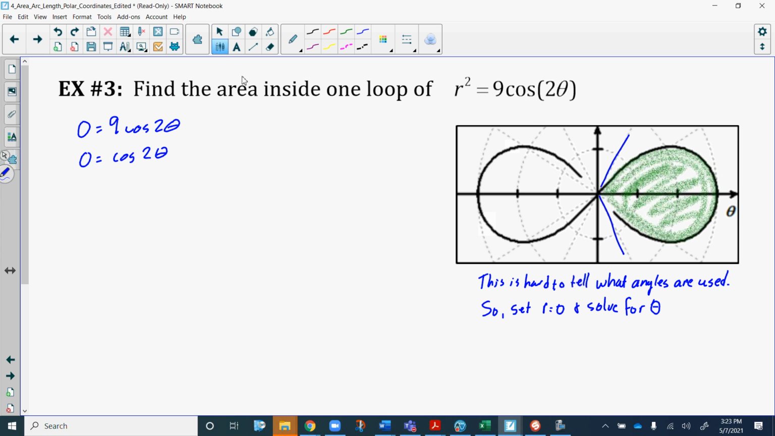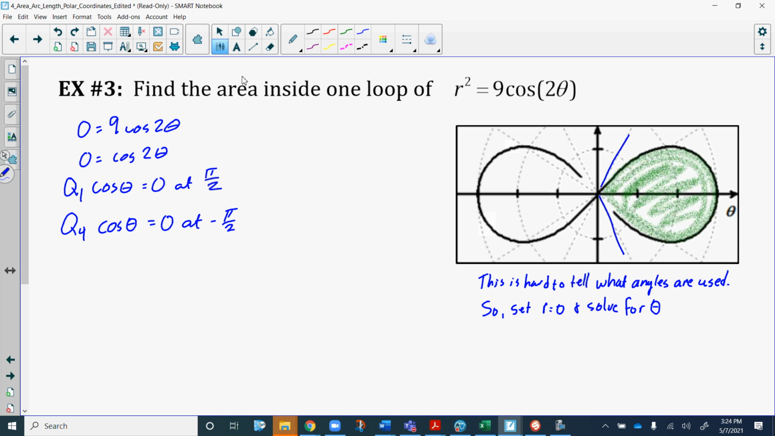So the principal values for cosine that we might be working with are only going to be in quadrant 1 or quadrant 4. So in quadrant 1 of our unit circle, cosine of theta is going to be equal to 0 at pi over 2. And in quadrant 4 of the unit circle, cosine of theta is equal to 0 at negative pi over 2.